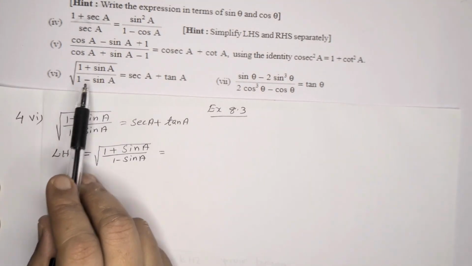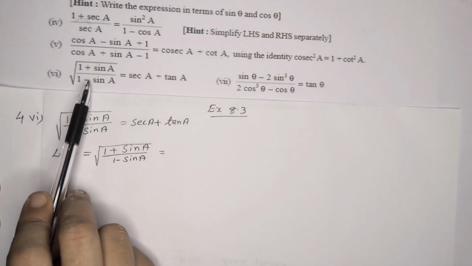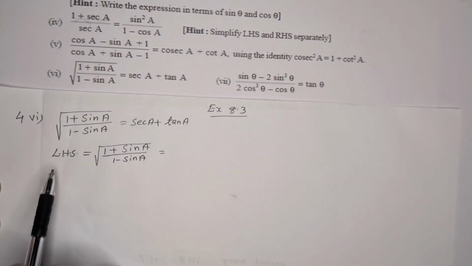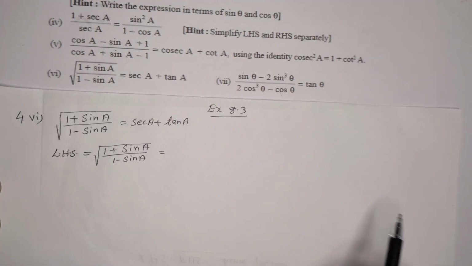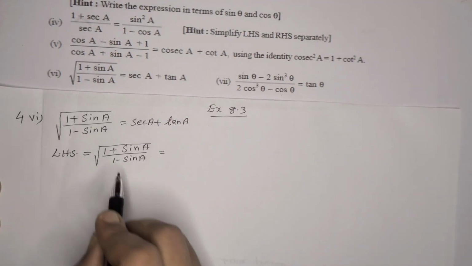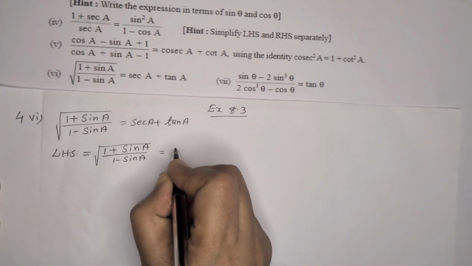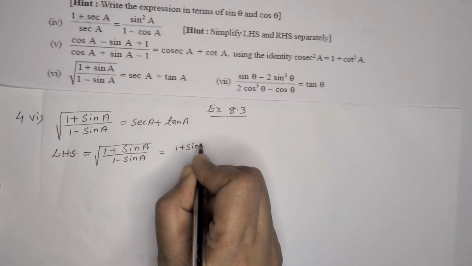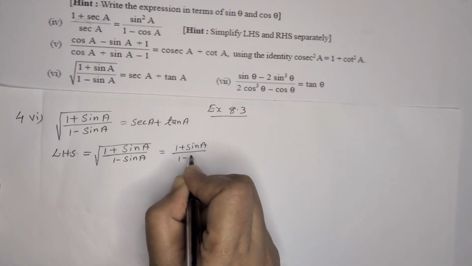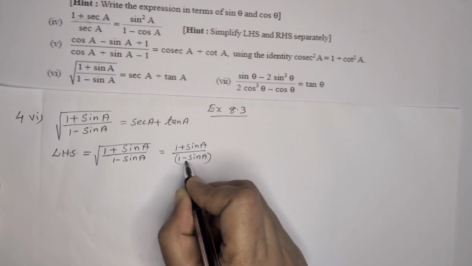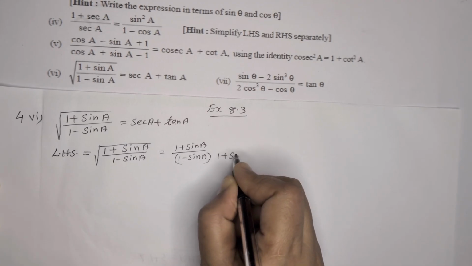Sixth one, root of 1 plus sin A by 1 minus sin A is equal to sec A plus tan A. Start with LHS. LHS is equal to root of 1 plus sin A by 1 minus sin A. We can multiply the numerator and denominator with 1 plus sin A. So 1 plus sin A there in the numerator. Denominator is 1 minus sin A. So numerator and denominator with opposite sign, 1 plus sin A.